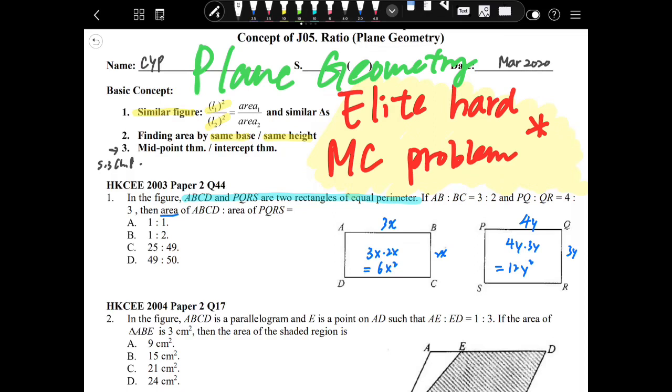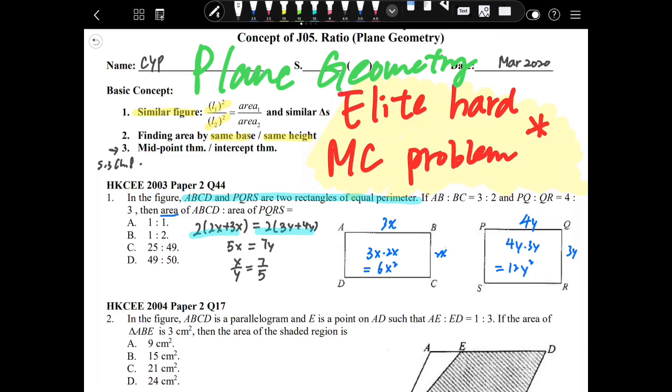That would be the same perimeter. It means the perimeter for the left one would be 2 times (2x plus 3x), and the other one would be 2 times (3y plus 4y). They have the same perimeter, and then we can solve them. Then it means 5x equals 7y. So x to y is 7 over 5.